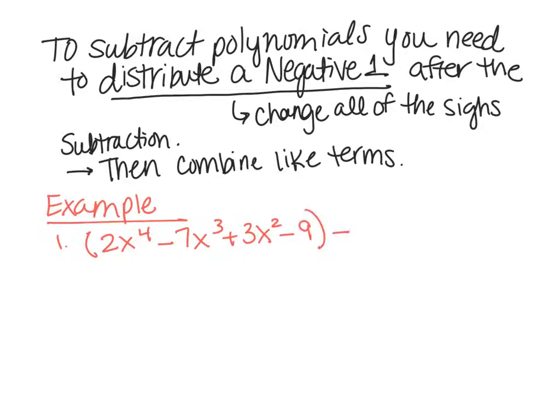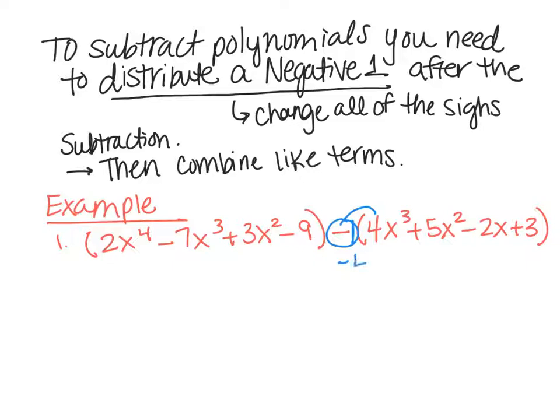We're going to subtract 4x cubed plus 5x squared minus 2x plus 3. So the first thing that I'm actually going to do is I'm going to go through and distribute this negative right here because it's really like a negative 1 out here. So what that means is I'm going to change this sign.